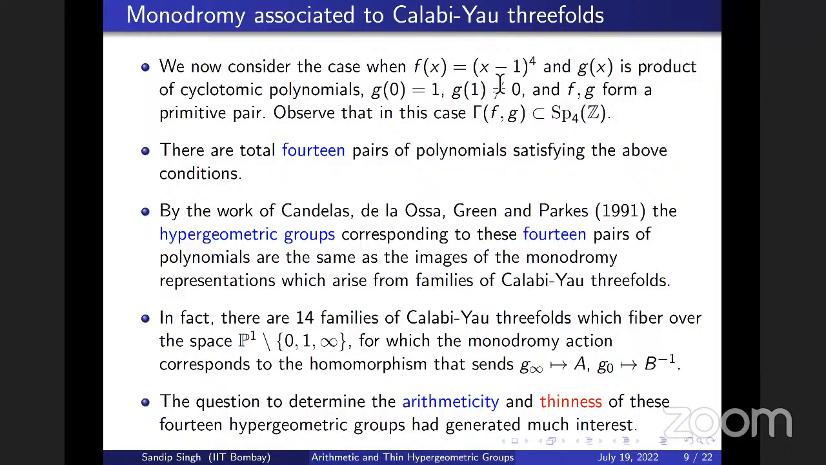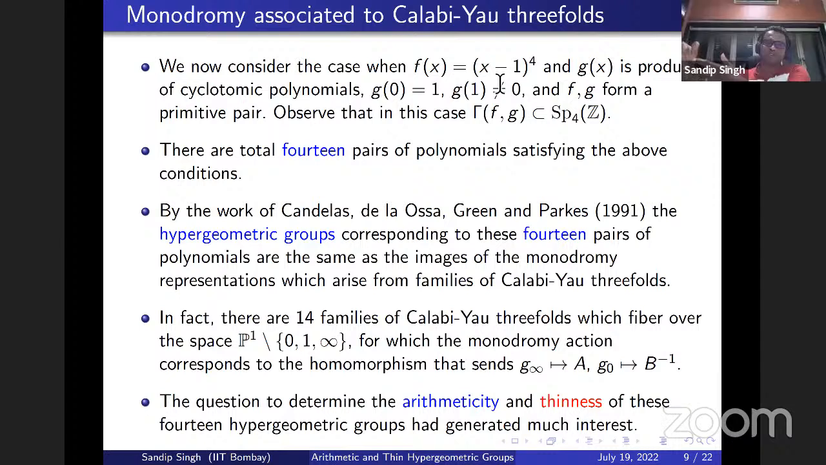So you have that limited choice of cyclotomic polynomials, and f is fixed. I will show what all the possible g are. g can be (x plus 1) to the power 4, g can be (x square plus x plus 1) whole square, g can be (x square plus 1) whole square, and g can be x to the power 4 plus 1.